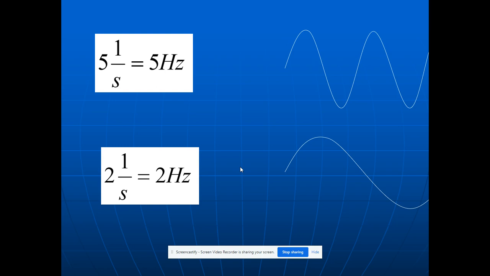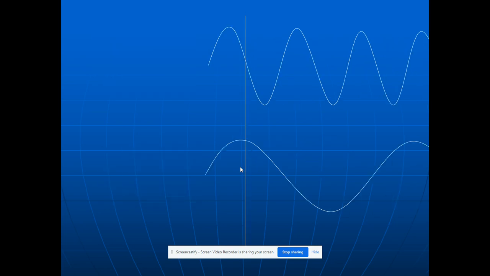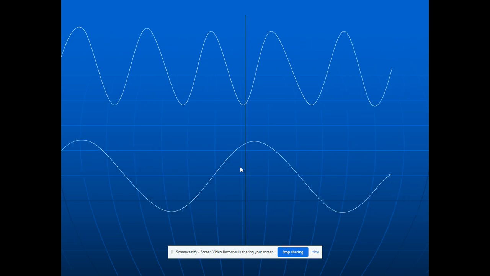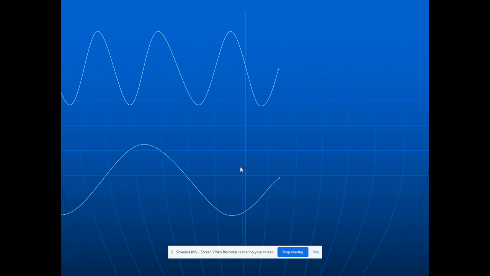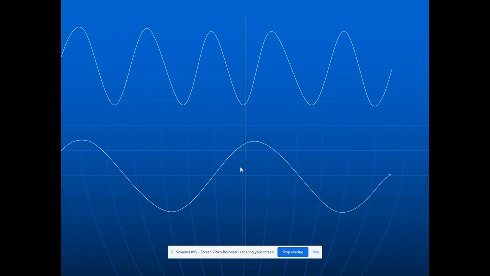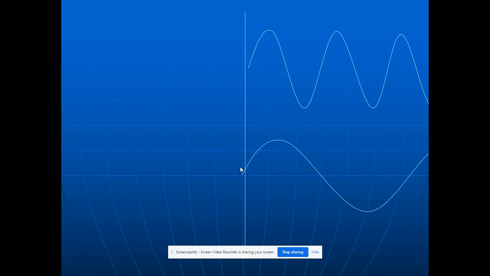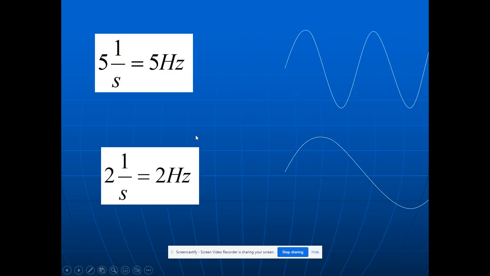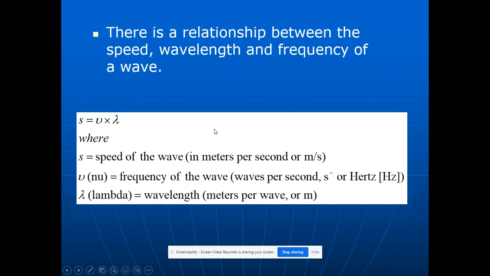As you can see, the frequency here is related to the wavelength. A smaller wavelength gave us more frequency. And it's also related to the speed. If the waves were going at different speeds, then we'd have a different number of waves going through. We just took 2 waves that were going at the same speed here. So there are relationships between these, and we can see them in a mathematical equation.